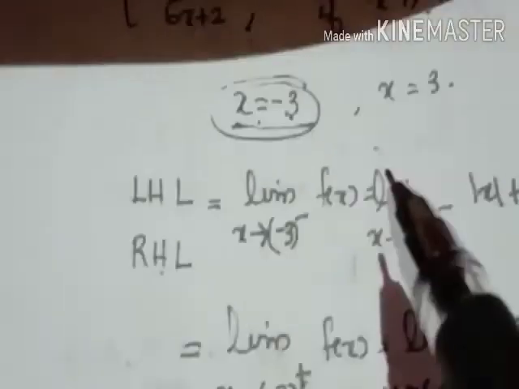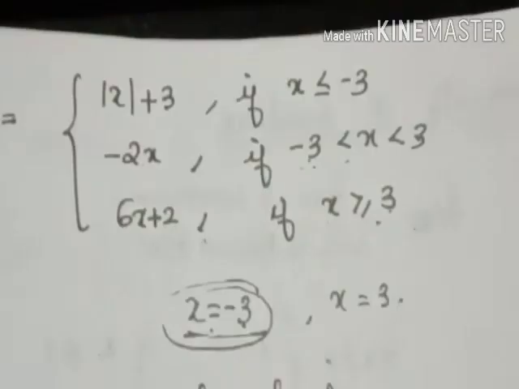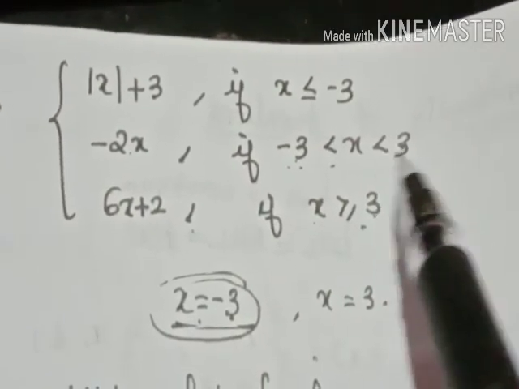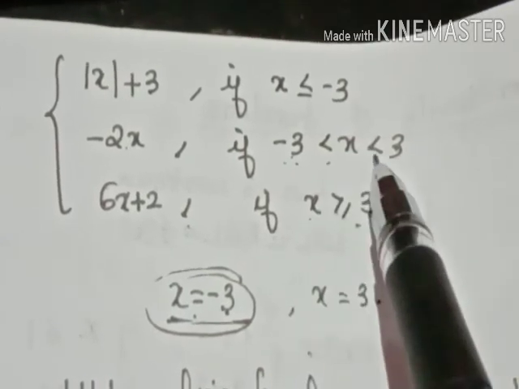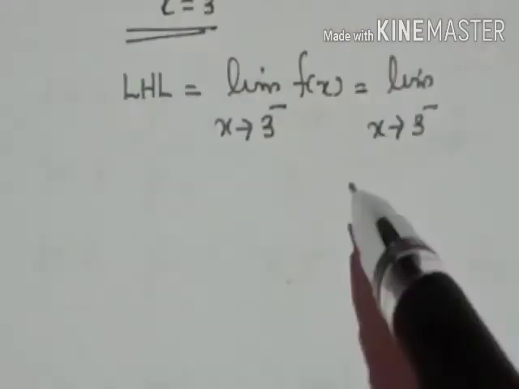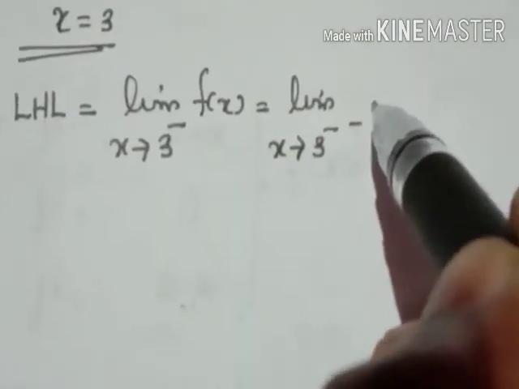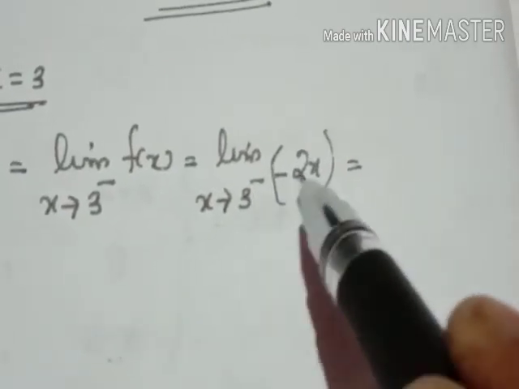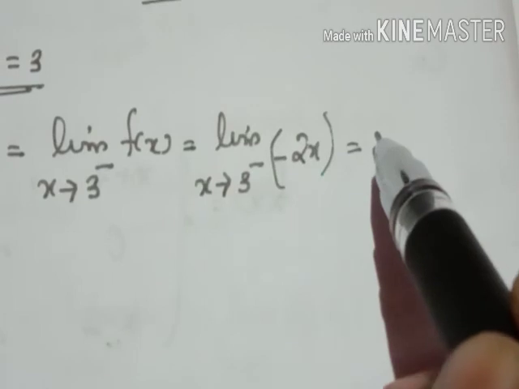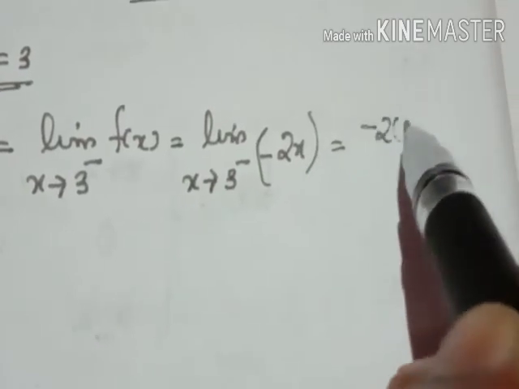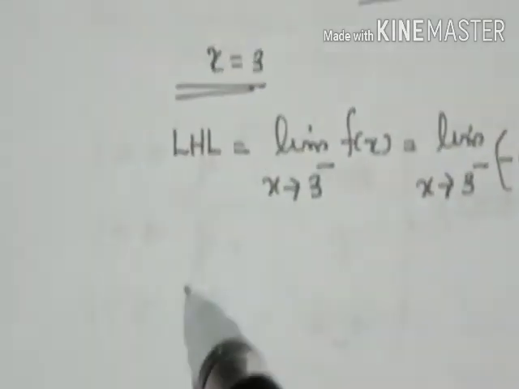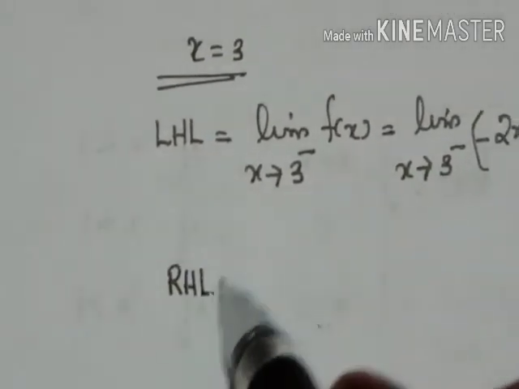Look here at the function for less than 3. Less than 3 means this is the interval. In this interval f of x is defined as minus 2x. So replace f of x with minus 2x. Now apply the limit. Put x equal to 3. So minus 2 into 3 is minus 6. Okay. Now find the right hand limit.